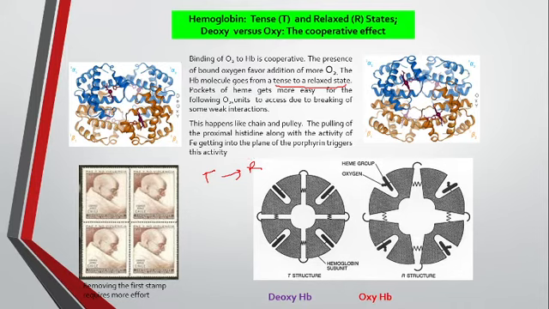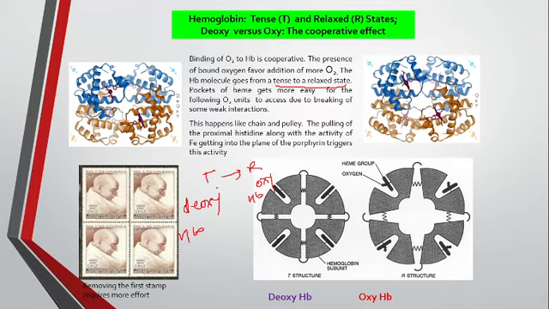Here why? Because the T state is called deoxyhemoglobin, and R stands for what? Oxyhemoglobin. Okay, and that's why T gets converted to the R state. The pocket of the hemoglobin becomes easier for the following oxygen unit to access due to the breaking of some weak interactions. This happens like a chain and pulley. The pulling of the proximal histidine along with the movement of the Fe into the plane of the porphyrin triggers this activity.